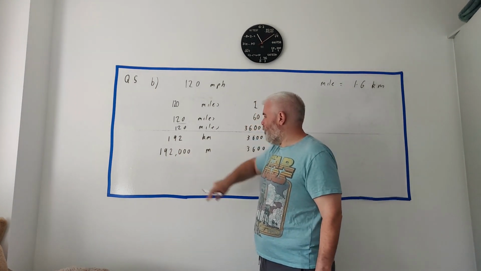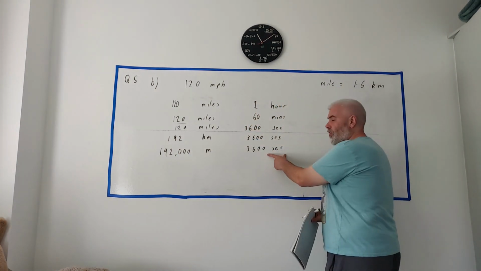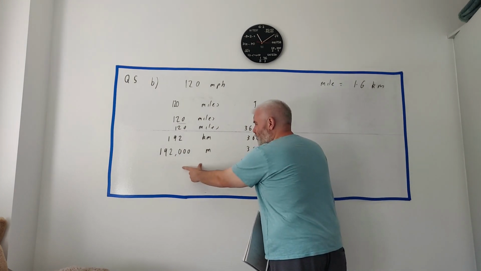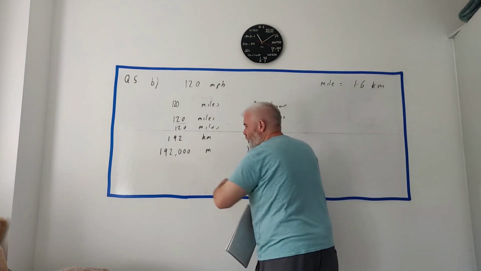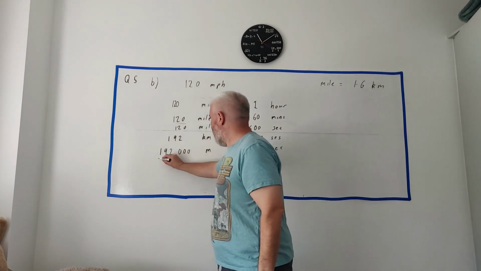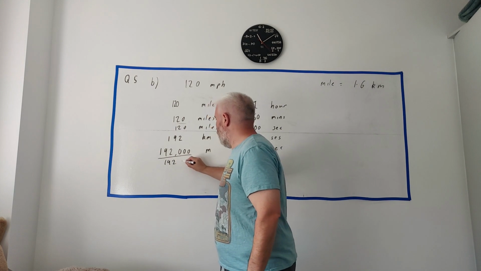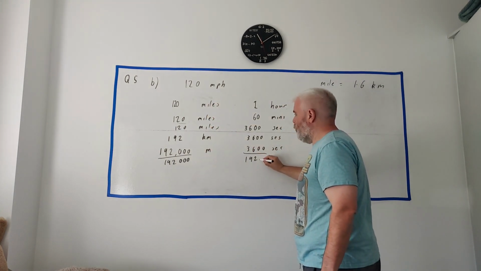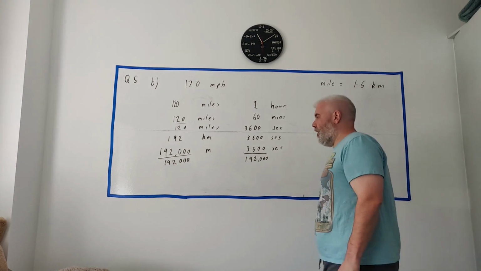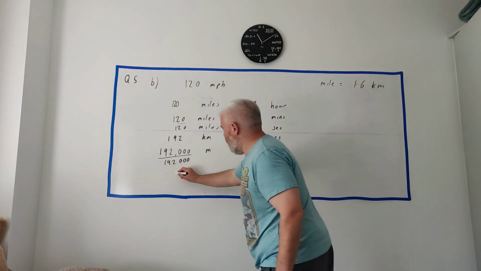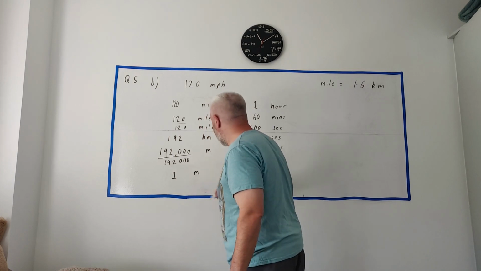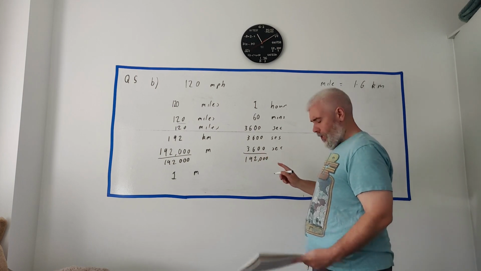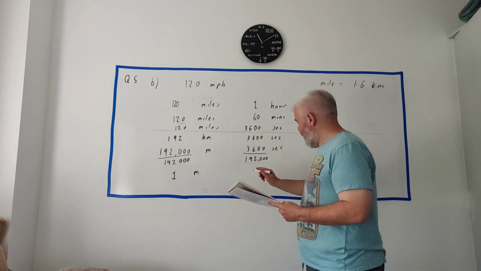So how I would do it, you could just change this into one and then find out how long it would take. I'm going to change this number to 100. So I'm going to divide both sides by 192. I'll change it to 1 first. 192,000. This number becomes 1, 1 meter. This number becomes, let me get this right, it is 0.